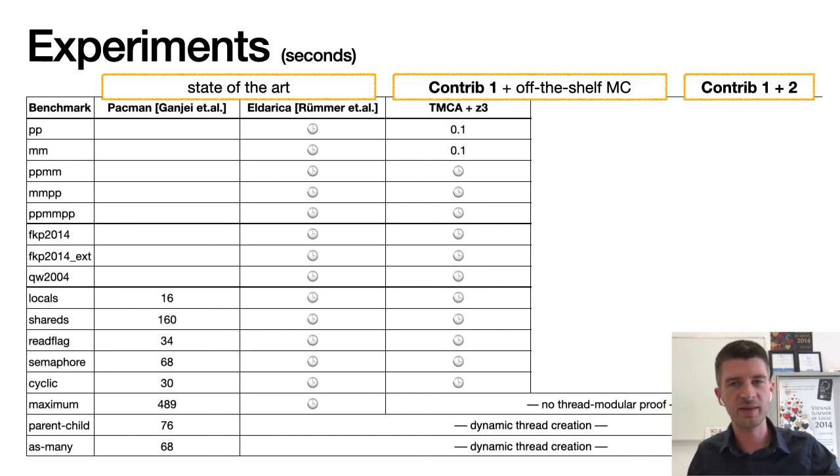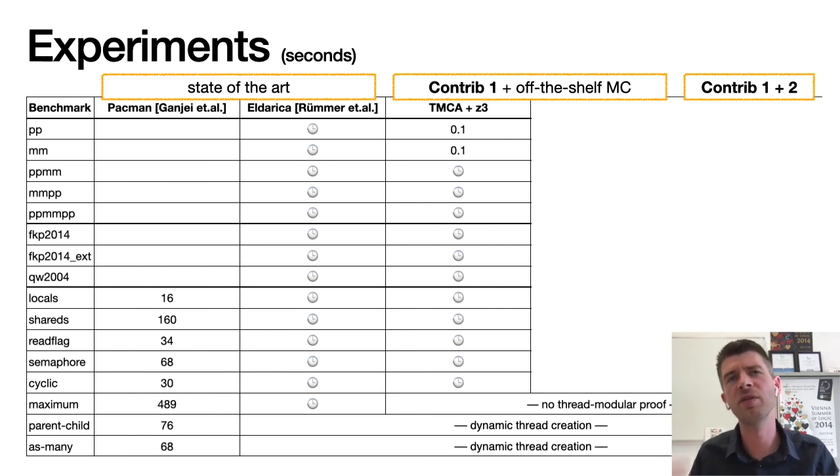And now, again, the last benchmark, maximum, does not have a thread-modular proof. That's our method. TMCA does not apply. Of the other benchmarks, it does really well on the first 2, but again, times out after 15 minutes on all of the others. And what we saw is what I explained earlier with the refinement predicate. So it was really just unrolling loops and diverging.